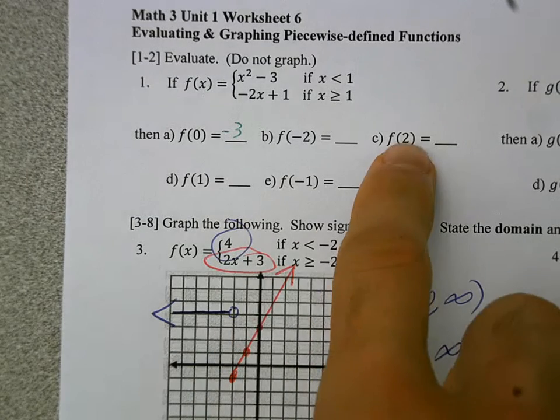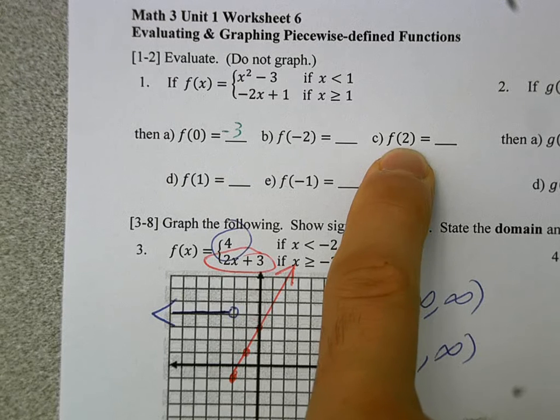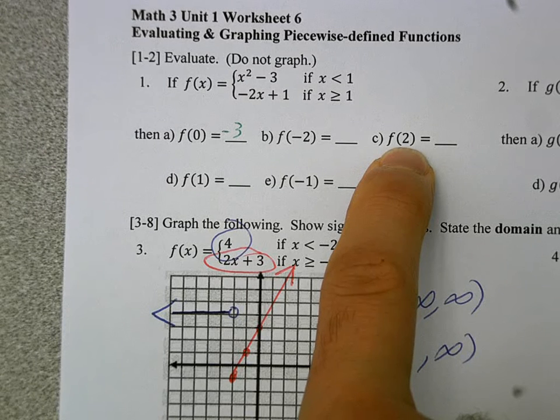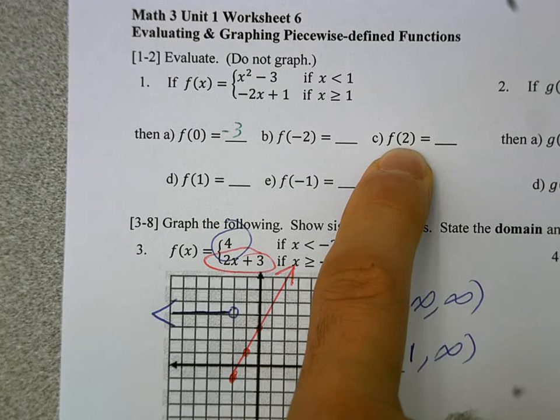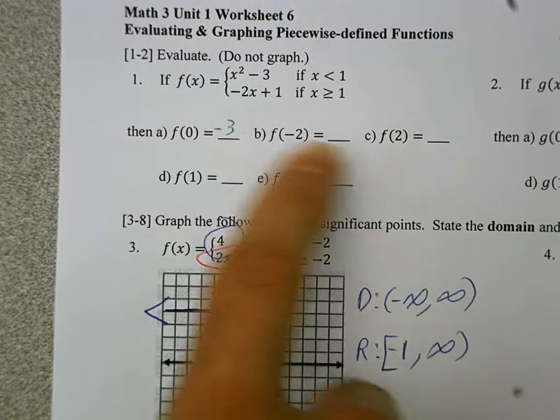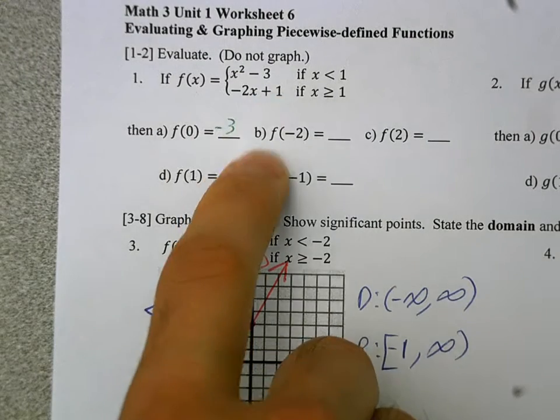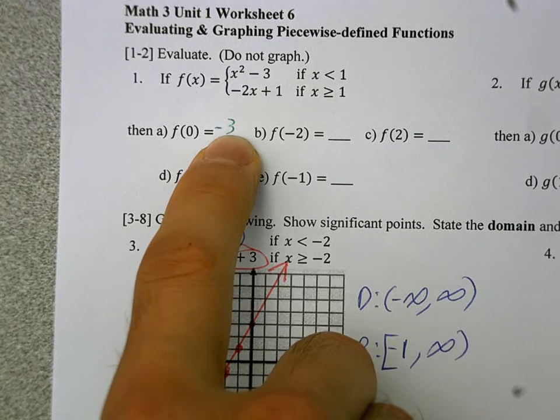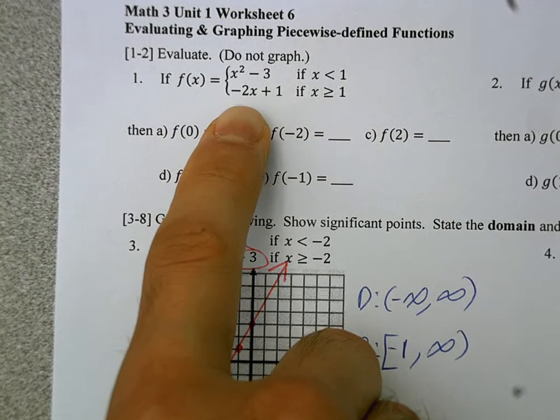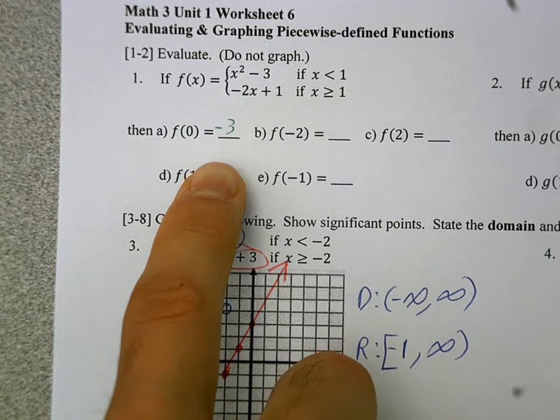How about 2? Is 2 less than or greater than 1? Wait, what about the square? So, what's 0 squared? Does that make sense? So, if you plug in 0, 0 squared is 0, minus 3, you get negative 3. Does everybody understand that I plugged 0 into that top equation and I got out negative 3?